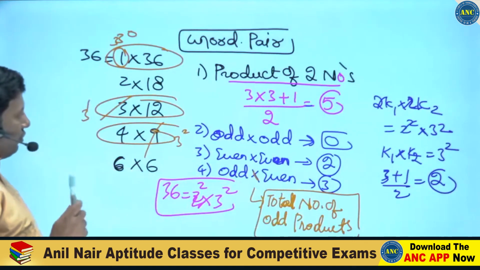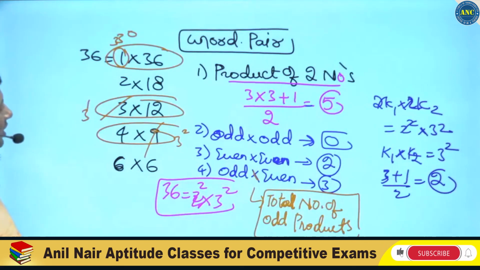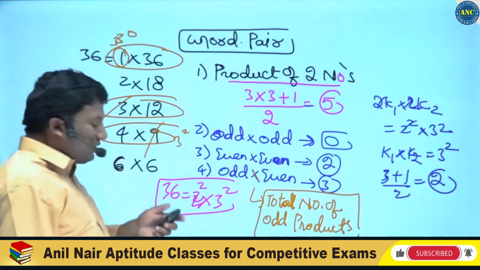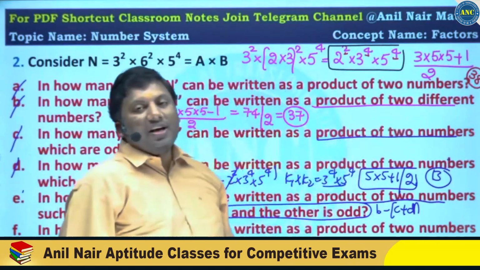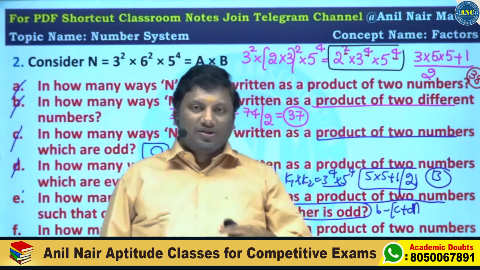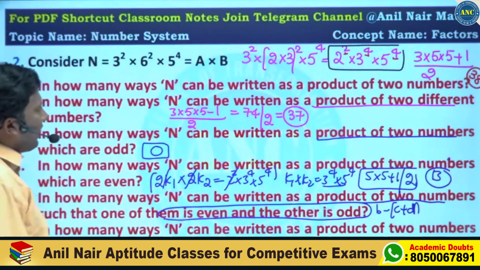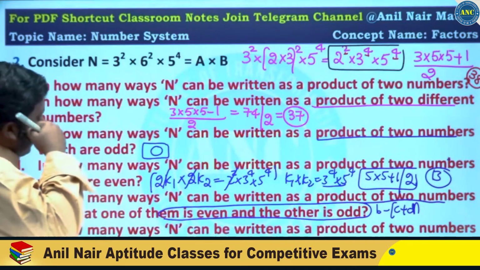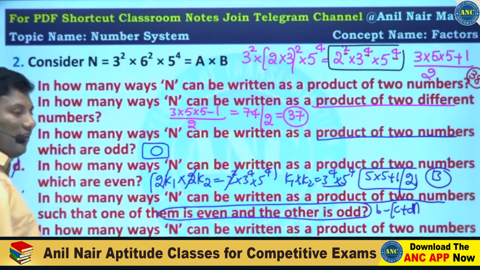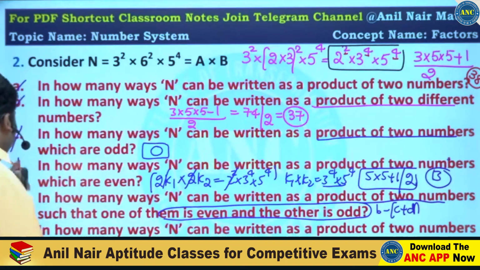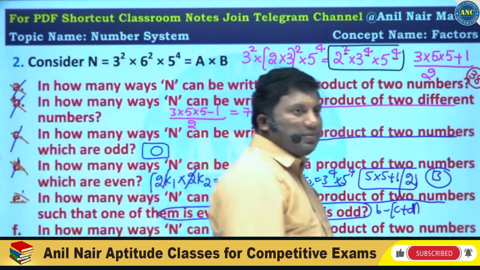So for a product of two numbers where variables are not mentioned in the question, it is an unordered pair. In an unordered pair, if the word distinct is given, it means number of factors minus 1 by 2. If distinct is not there, it is number of factors plus 1 by 2. 1, 2, 3, 4, 5, 6. 5. I hope the concepts are clear. A, B, C, D and E. Any doubts in any of these concepts?